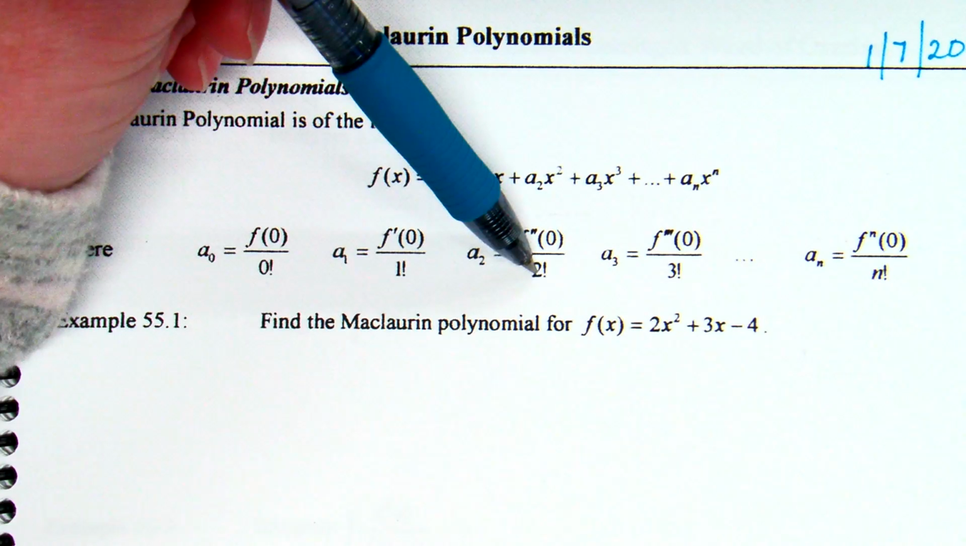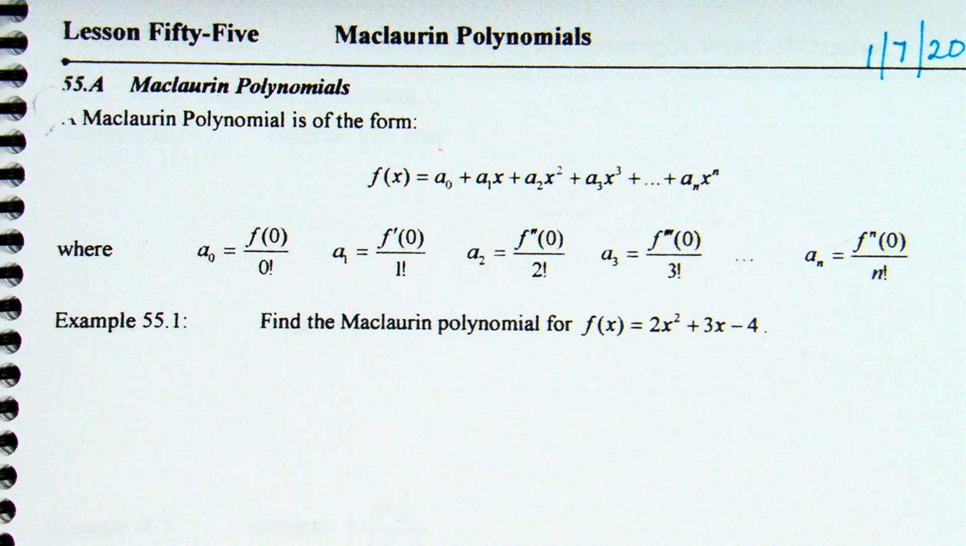Yes? How is it a 0 factorial? Everything always goes down to 1. 0 factorial is defined as 1. I think it's just kind of a special case that 0 factorial is 1. And your calculator would tell you that too.